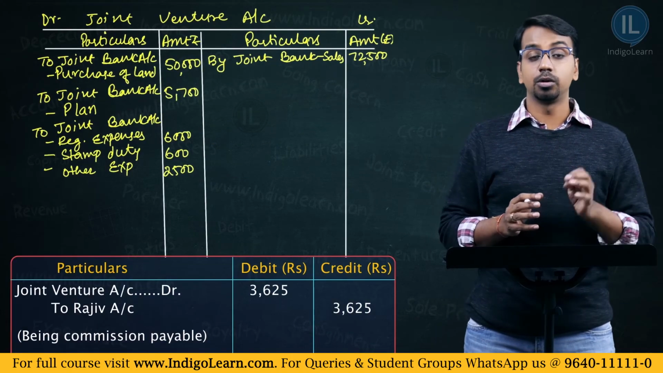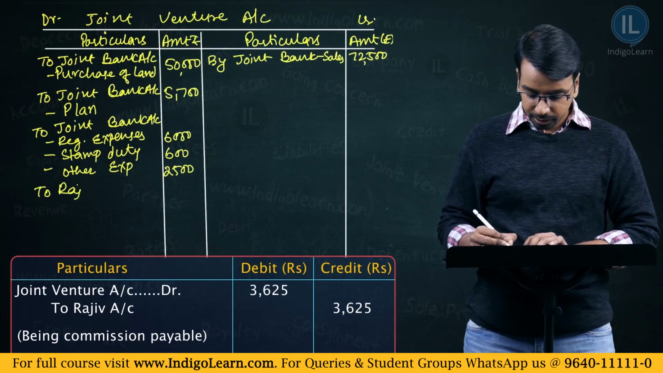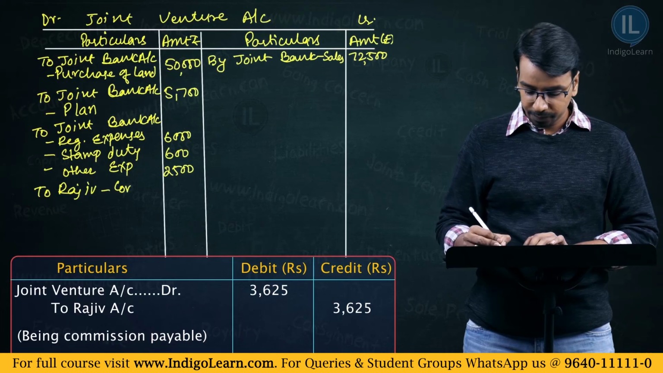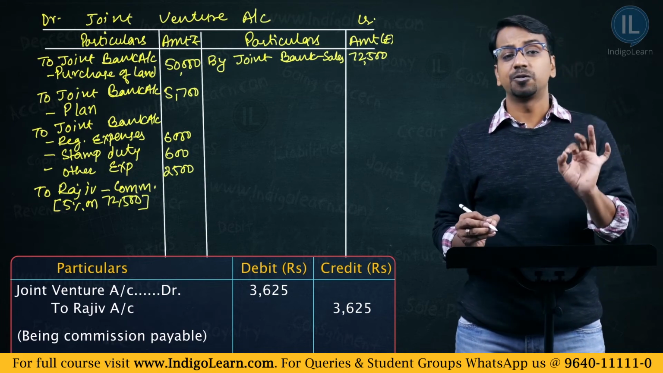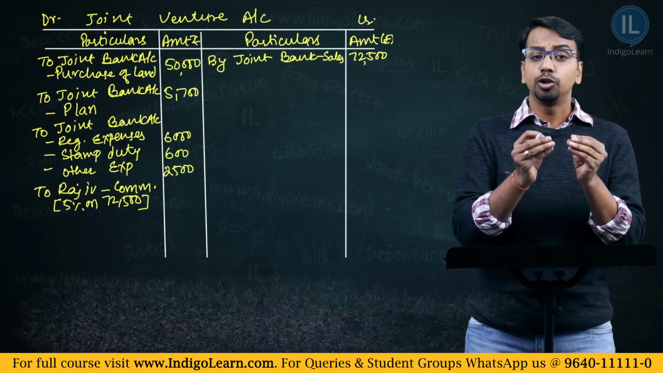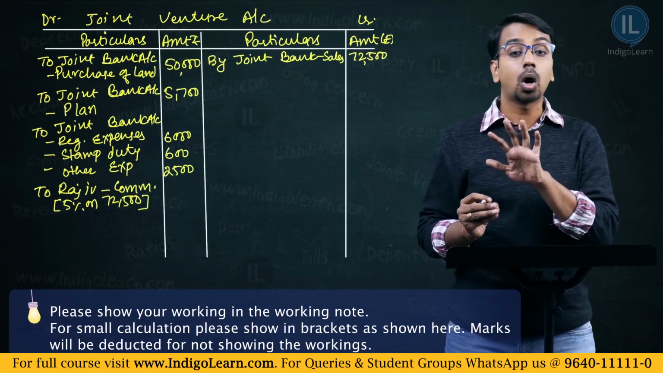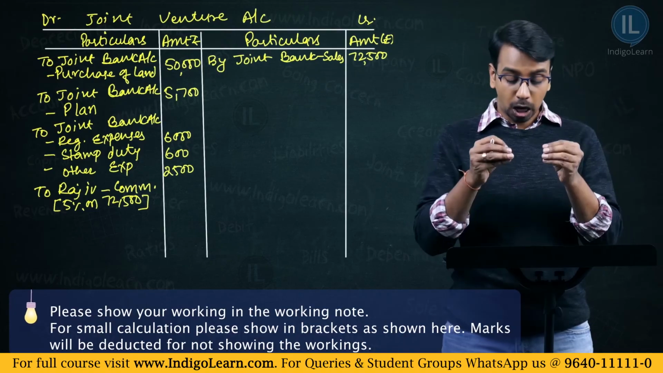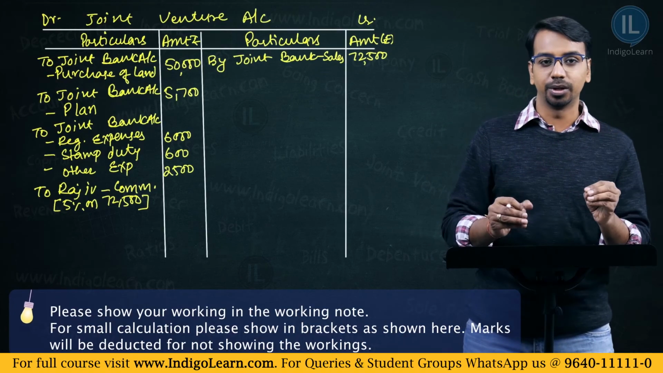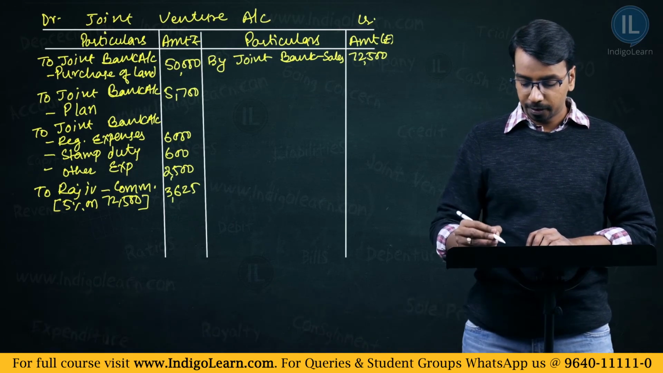So in the joint venture account, you will say joint venture account debited to Rajiv's account for commission. What is this commission? 5% on 72,500. Friends, it is very important in the examination that you write the basis on which you have arrived at the amount. Now this 5% on 72,500 is not an implied number you have computed. So in the brackets you must definitely mention how you have arrived at the commission numbers. And what is the value for that? 3,625.